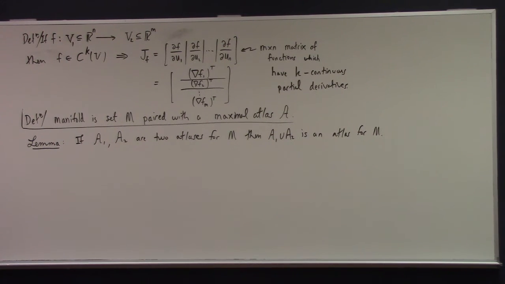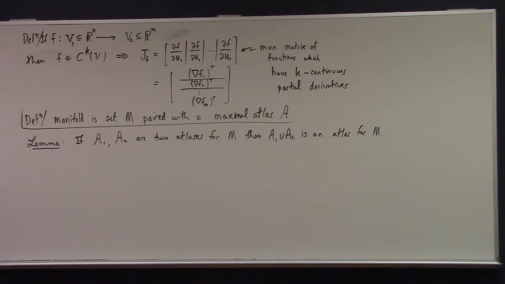Parts of this lemma are very easy to prove, right? If the union of all the chart domains in the first one gives you M, and the union of all the chart domains in the second one gives you M, well, if you take all of the chart domains together collectively, you still have a union which is M. So covering M is easy, right?